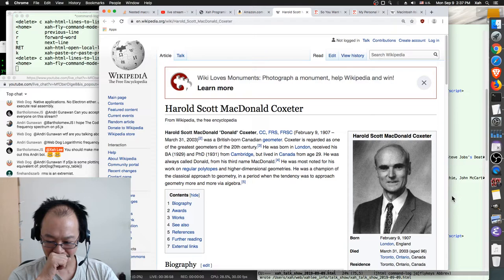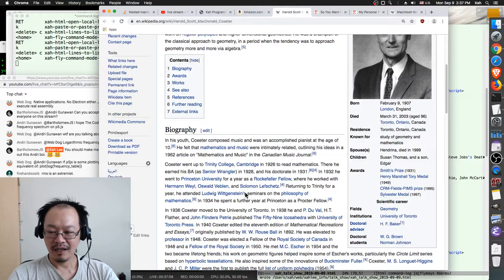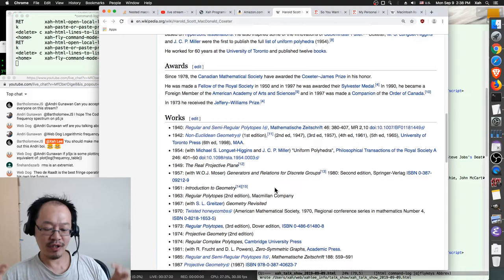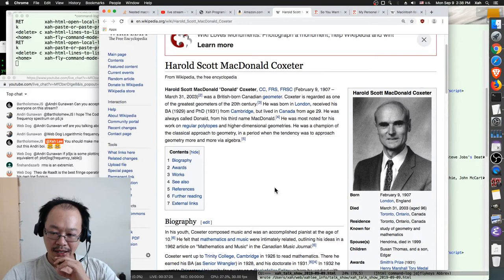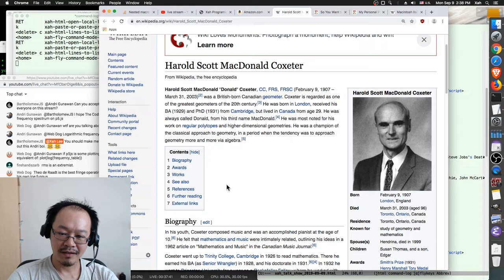And H.S.M. Coxeter, he's a great geometer, and he usually studies things like polyhedra, polytopes, very pure math, pure geometry. A lot of people might like his stuff. H.S.M. Coxeter, okay, so he's one of the greatest mathematicians. Okay, so that's about that.